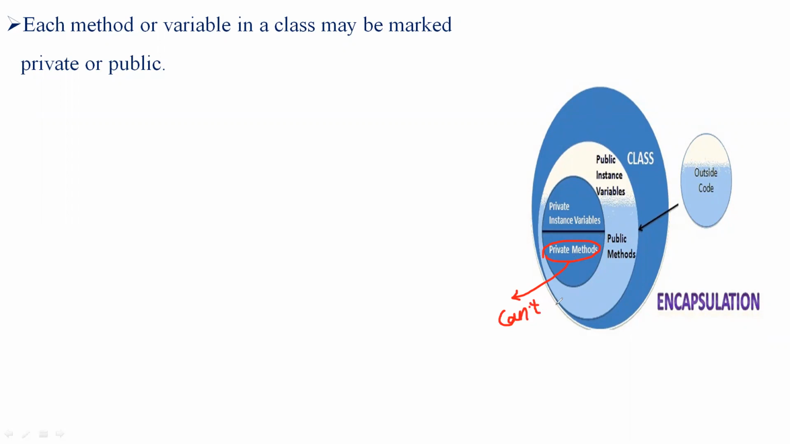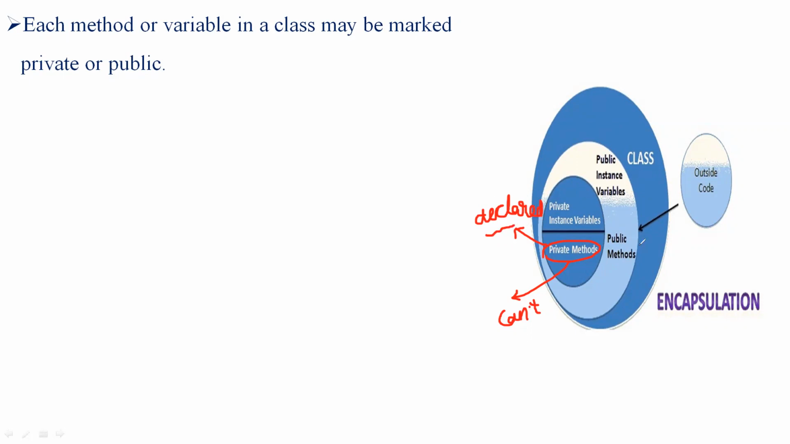As the name suggests, private methods are methods which cannot be accessed in other classes except the class in which they are declared. So it is only used within the class in which it is declared, and we can't access this private method from any other classes.